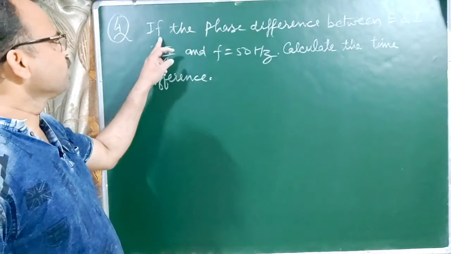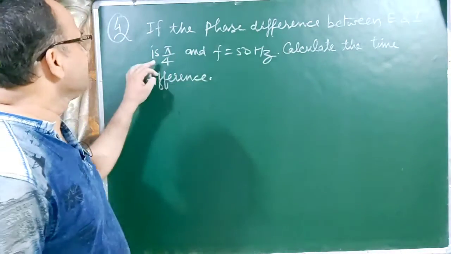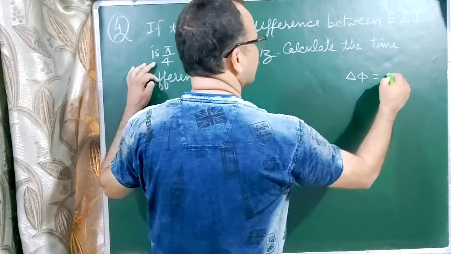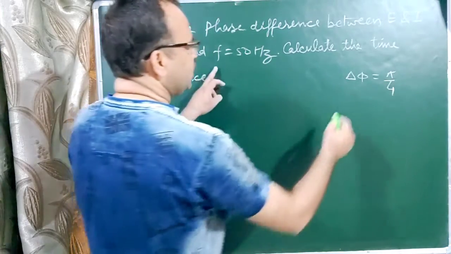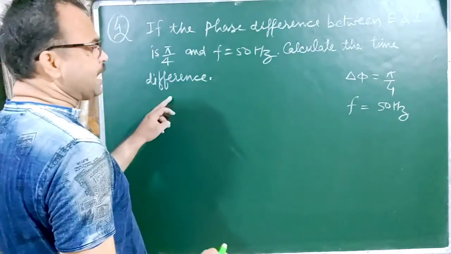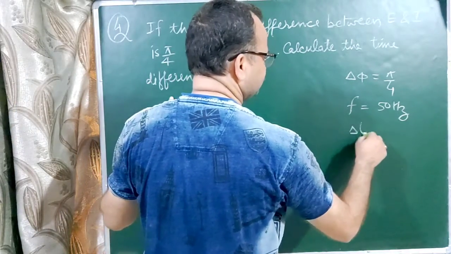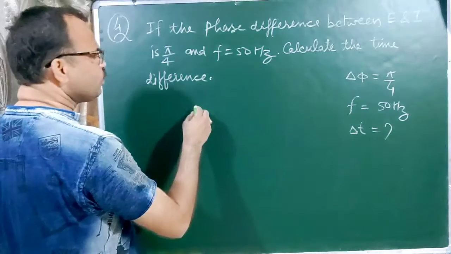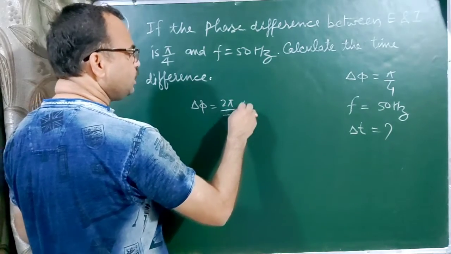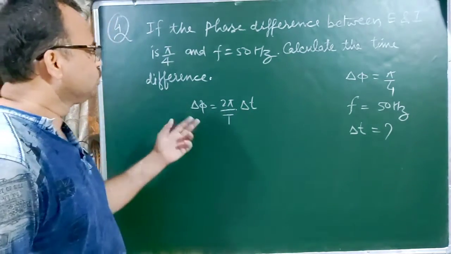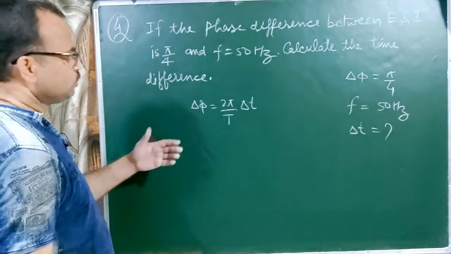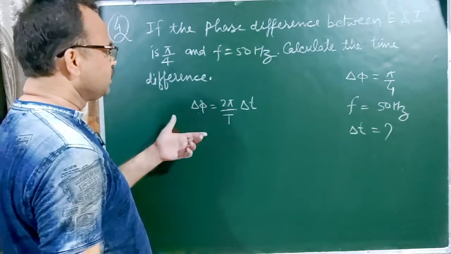Now note another important problem. If the phase difference between E and I is pi by 4, it means delta phi is equal to pi by 4 and frequency given is 50 Hz. Calculate the time difference, means we have to calculate delta t. So as we know that delta phi equal to 2 pi upon capital T into delta t. You have to study this relation in class 11th in wave motion. So we have to use this relation here.